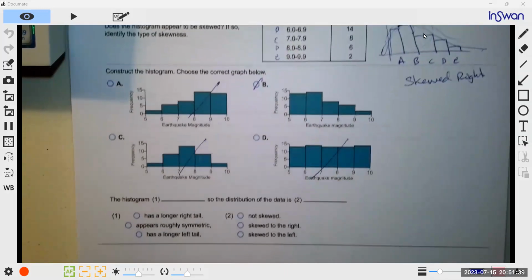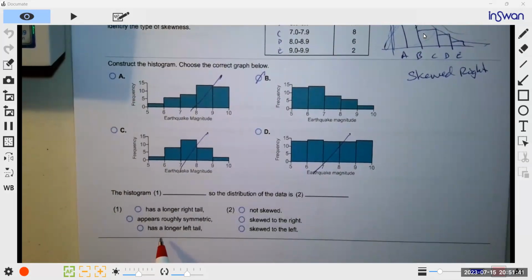The histogram has a long right tail, appears roughly symmetric. No. Has a long left tail. The tail's to the right, so it has a long right tail. So the distribution of data is skewed to the right.